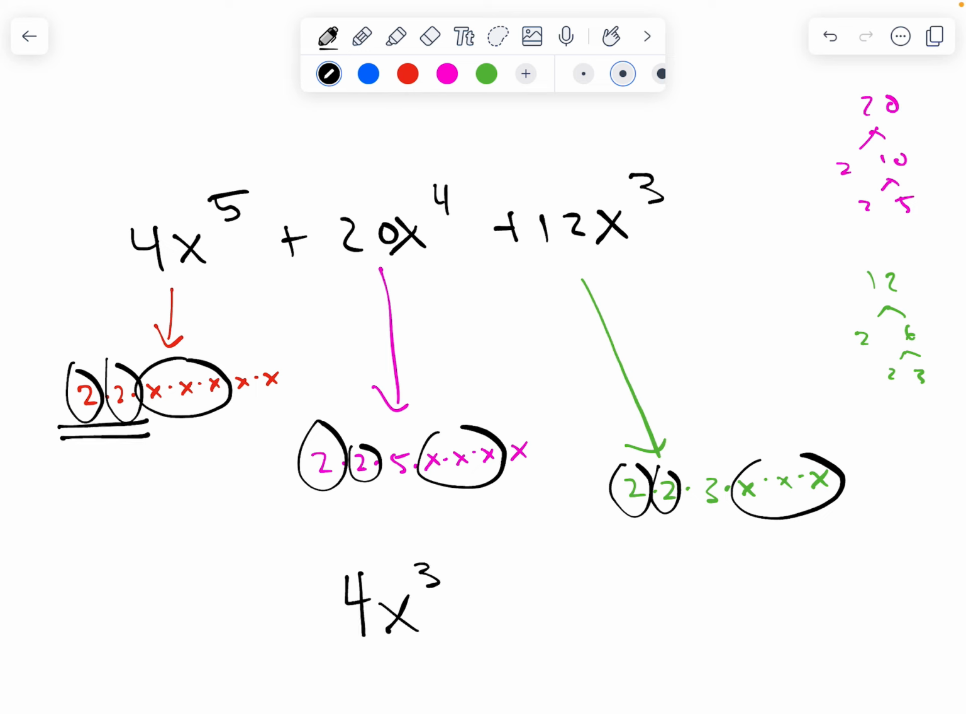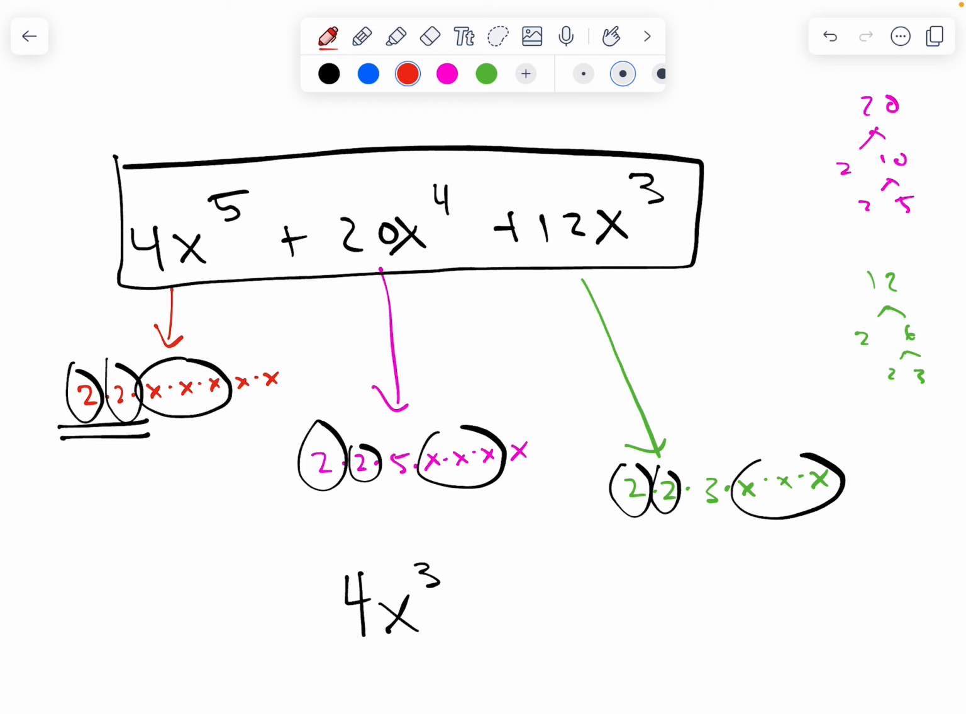Now, what's the fast way? The fast way is you look at this and say, what does 4, 20, and 12 divide evenly by? I can divide them all by 2, because 4 divided by 2 is even, 20 divided by 2 is even, 12 divided by 2 is even. Let's go higher than 2. Can I divide them all by 3? No, because 4 doesn't divide by 3.